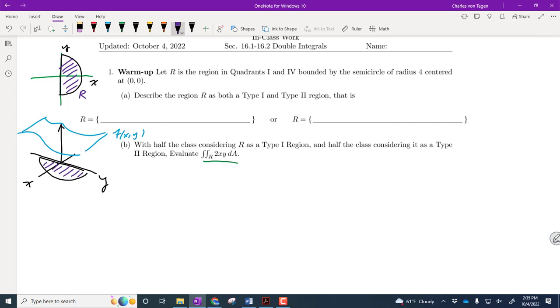So when we're done computing this, we're going to get a number like 15. What's an interpretation of that number 15? We can interpret that as the volume between this function here and the region in the xy plane. So we can interpret that as a volume. So this would look something like this.